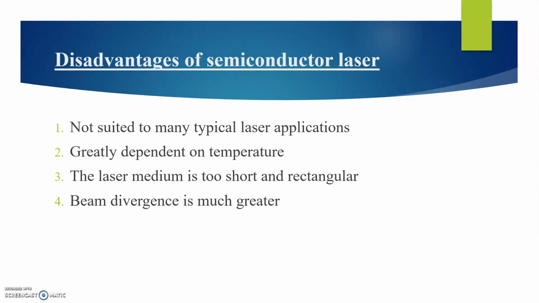Now let us know some of its disadvantages. So number one, due to relatively low power production, these lasers are not suited to many typical laser applications. Next, semiconductor laser is greatly dependent on temperature. The temperature affects greatly the output of the laser. The lasing medium of semiconductor laser is too short and rectangular, so the output beam profile has an unusual shape. And lastly, the beam divergence is much greater, from 125 to 400 milliradians, as compared to all other lasers.